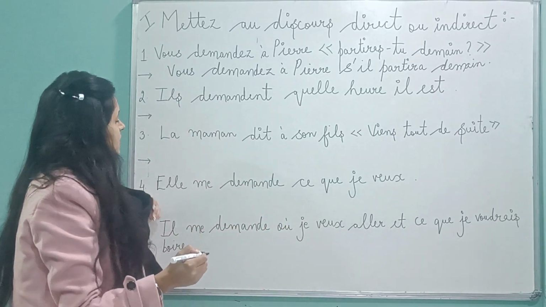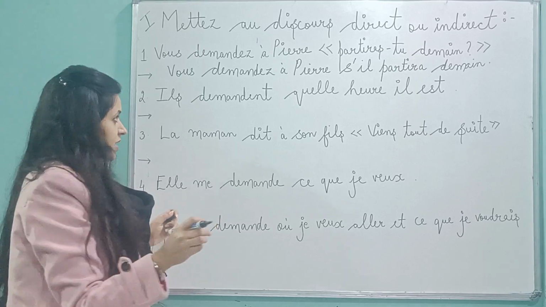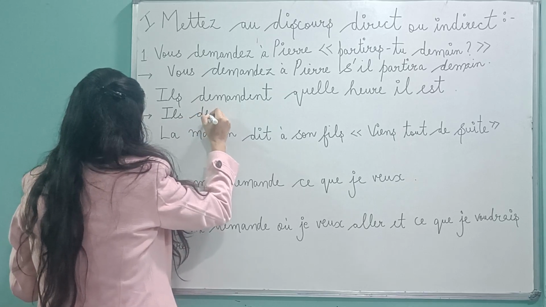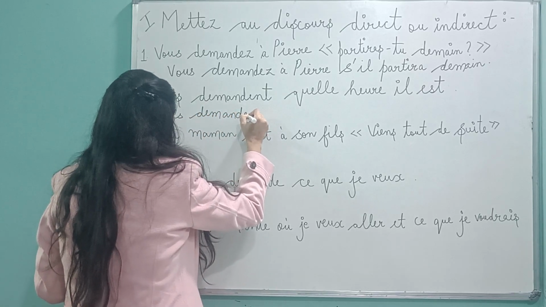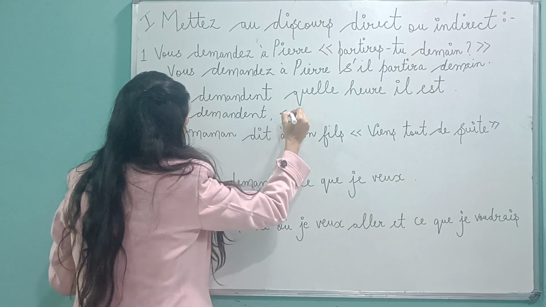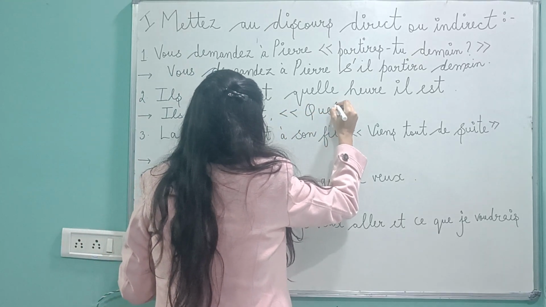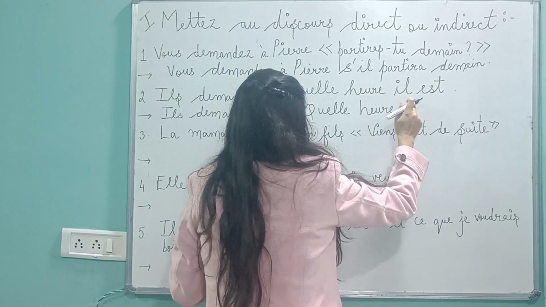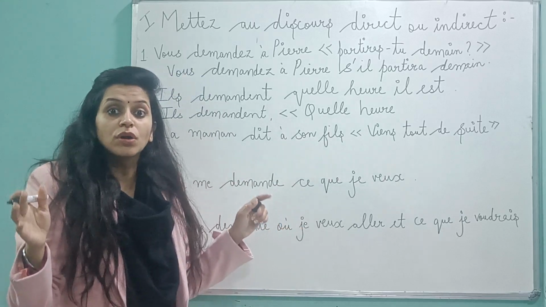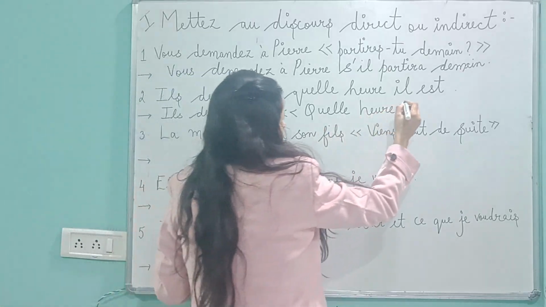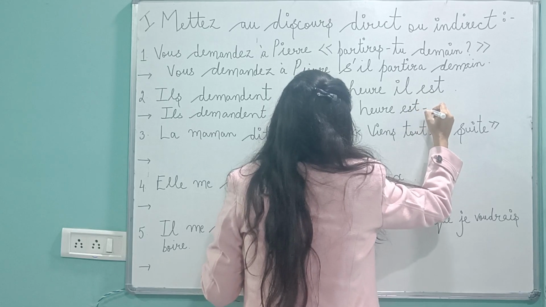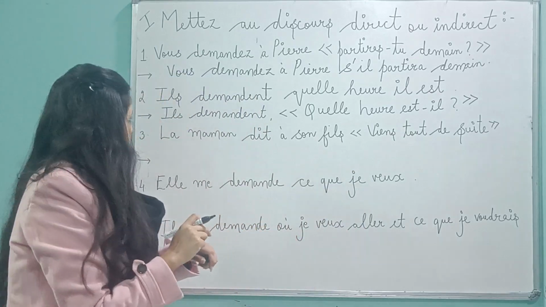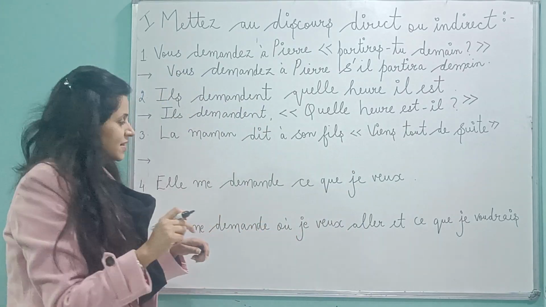Next sentence, il demande quelle heure il est. So now this is in indirect. So when it will be direct, how are we going to write? Il demande, open the brackets, quelle heure, reverse this. When you do it in direct speech, we always follow inversion. Quelle heure est-il? And what is quelle heure est-il? This is how we ask the time. Il demande quelle heure est-il?